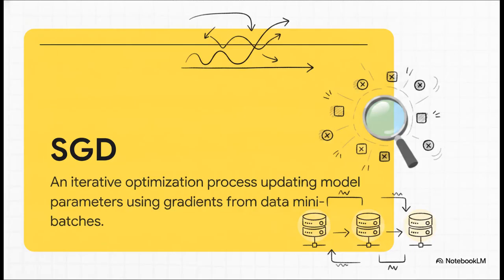Now, the mathematical engine actually driving all of this is stochastic gradient descent, or SGD. Simply put, it's an iterative optimization process. The model parameters are just updated step by step using computed gradients from data mini-batches.